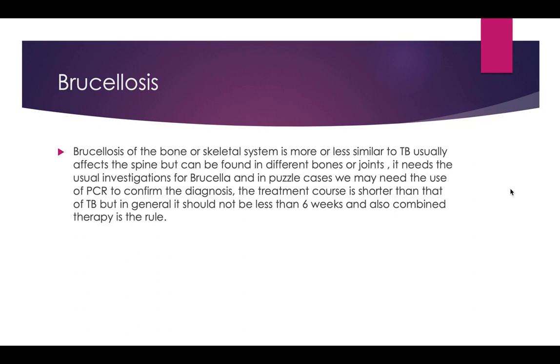Another specific joint or bone infection is brucellosis. Brucellosis is still endemic in our country, and brucellosis of the bone or skeletal system is more or less similar to TB, usually affecting the spine, typically D12, L1, but it can be found in different bones or joints. It needs the usual investigations for brucella, and in puzzling cases you may need to use PCR to confirm the diagnosis. The treatment course is shorter than that of TB in general, it should be less than 6 weeks, and also combined therapy is the rule.